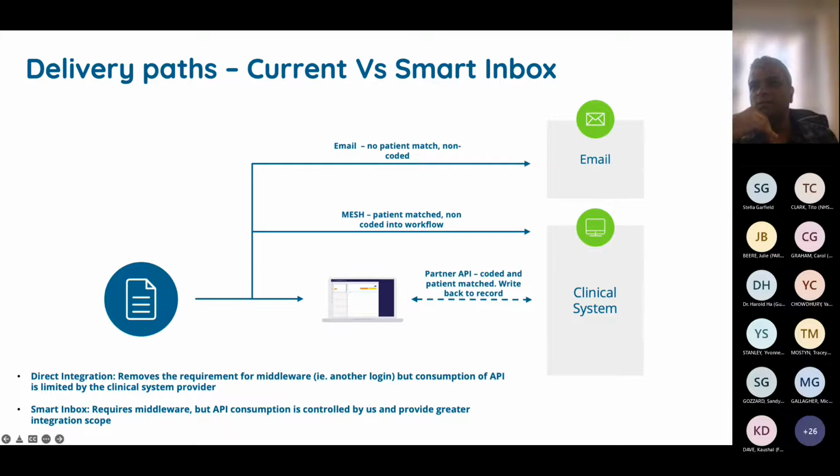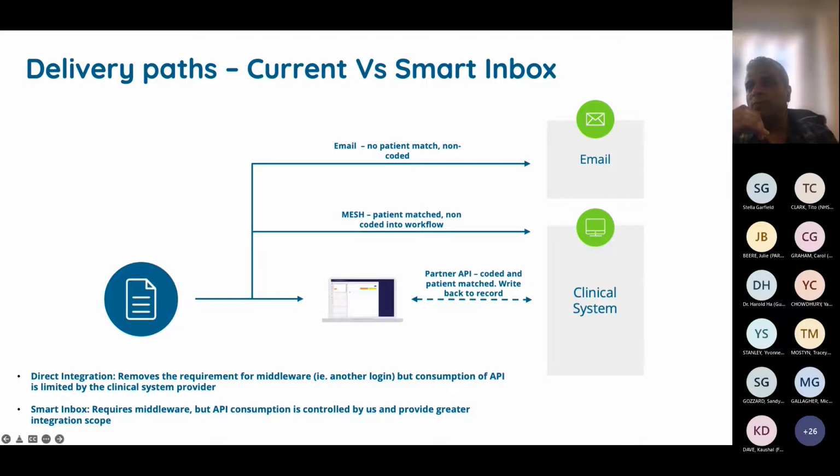Today, as a user, and I'm sure we've got some users on the presentation today, you're either getting your eConsults delivered by email. If they go via email, they're going into a nominated mail account. They're not patient matched and they're non-coded. That would mean that somebody in the practice, typically the admin team, would extract the eConsult from the email, attach it to the patient record, create an appointment in the appointment book, and workflow it for clinical review.